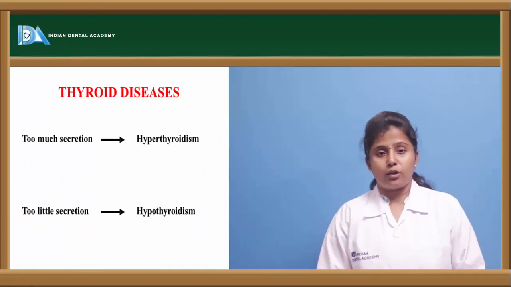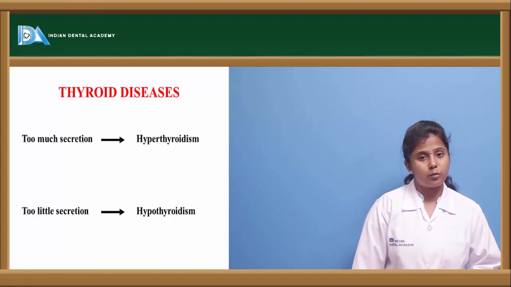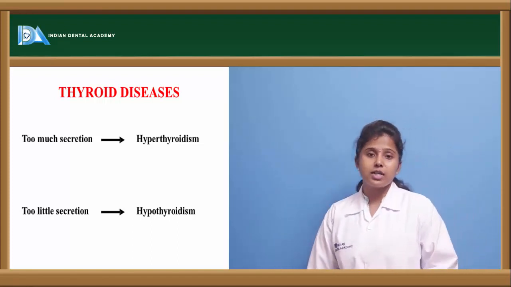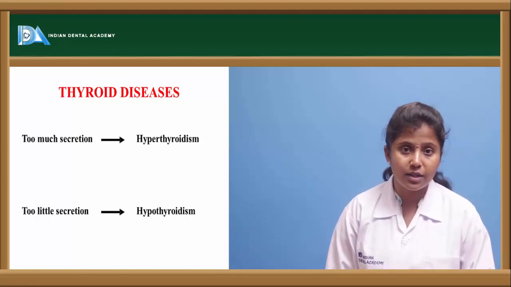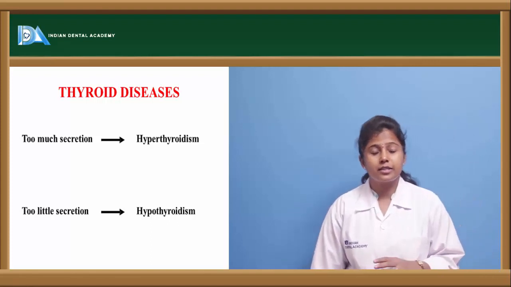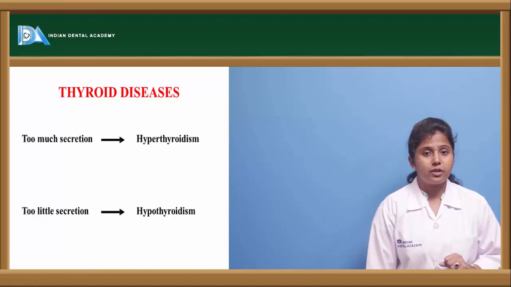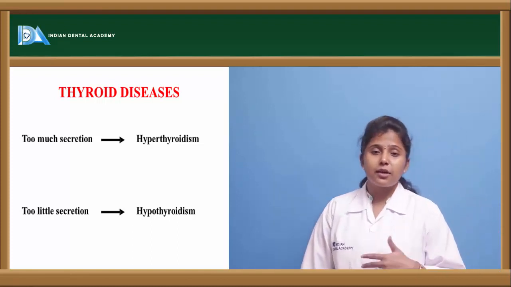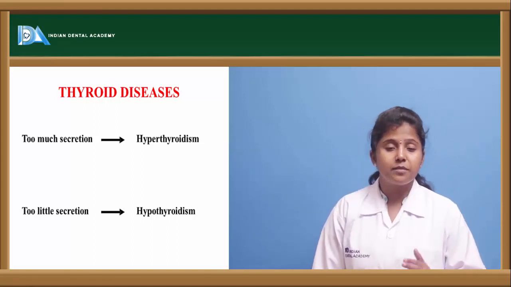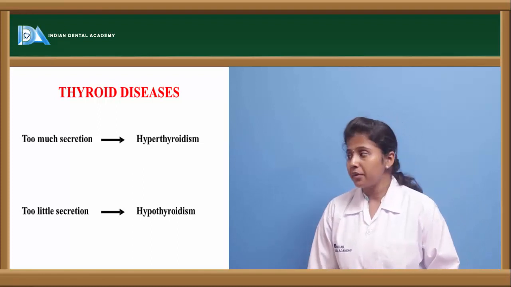What are the thyroid disorders? What happens if thyroid hormone is released excessively, or if less thyroid hormone is released? If excessive secretion of the thyroid hormone occurs, it leads to a condition called hyperthyroidism. And if little secretion of the thyroid hormone occurs, it leads to a condition called hypothyroidism. So for hypothyroidism, thyroid agents are given, that is thyroid supplements. And for hyperthyroidism, in order to suppress the action of thyroid hormones, anti-thyroid drugs are preferred.